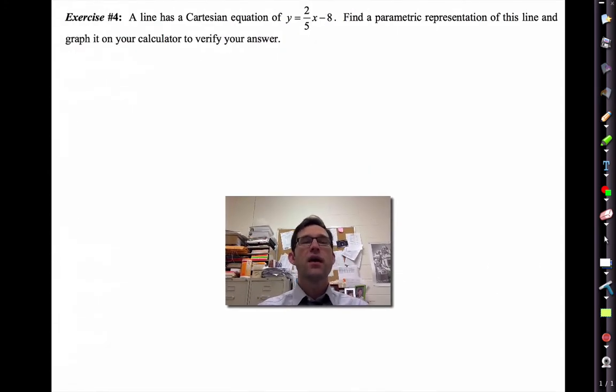All right, let's take a look. It says a line has a Cartesian equation of 2/5 x minus 8. Find a parametric representation of this line and graph it on your calculator to verify. All right, well, there are so many different equations. One thing that we absolutely need is we need a point that lies on this line. All right, so a point that lies on the line. Now, as you know, of course, there's an infinite number of those, which means that the equation can be all sorts of different. One point that's easy is 0, -8, but there's lots of them.